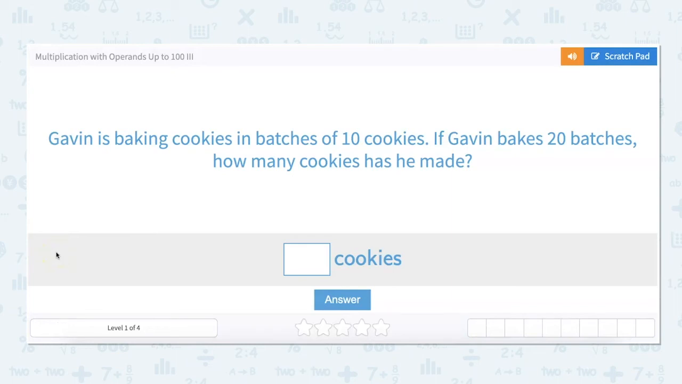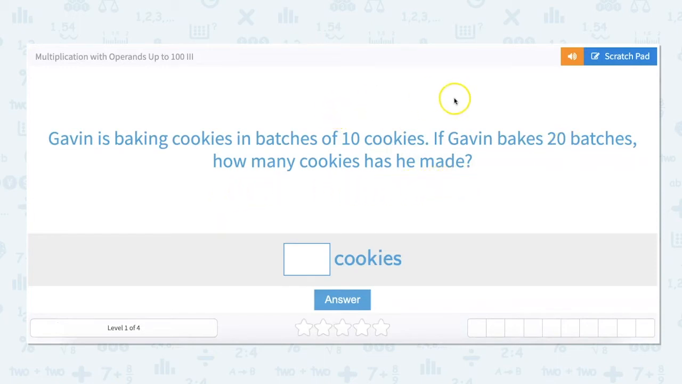In this video, we are going to work with multiplication with operands up to 100. So operands are basically just the numbers that we're going to be working with. Okay, so Gavin is baking cookies in batches of 10 cookies. If Gavin bakes 20 batches, how many cookies has he made?